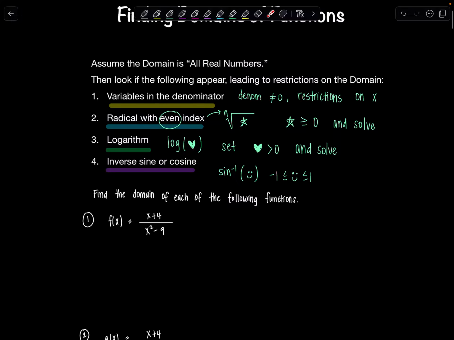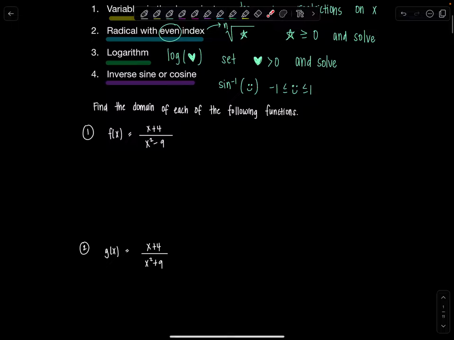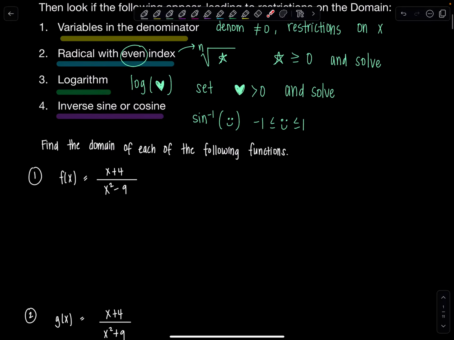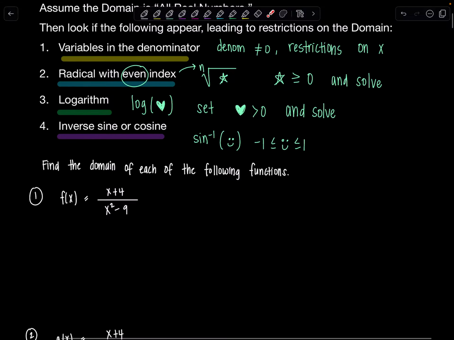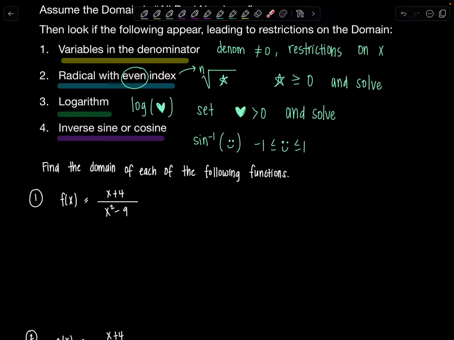Find the domain of each of the following functions. So the first one here, f of x equals x plus 4 over x squared minus 9. So I'm going to assume the domain is all real numbers, and then I mentally just go through this list here. If you need to look at it still right now, that's fine. And I notice we've got variables in the denominator. We have a variable expression down here. No radicals, no logarithms, no inverse trig.